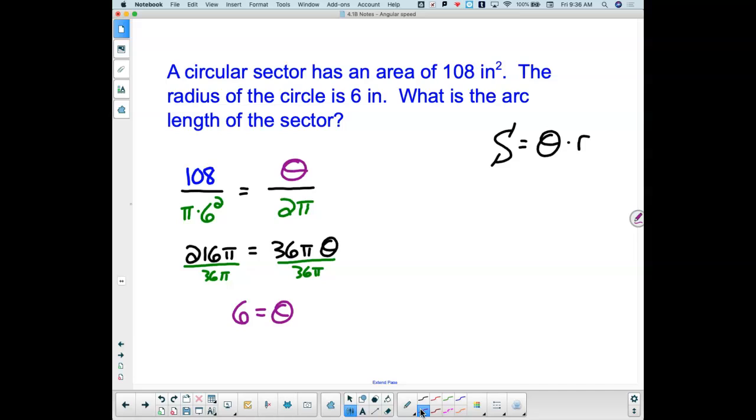So it's almost the whole thing, because what did you find before, that the whole circle was 113 square inches or something like that? So it's almost the whole circle. Now I can go over here to S equals theta times R, and say my theta is 6 and my radius is 6. So my arc length, S, is 36 inches.